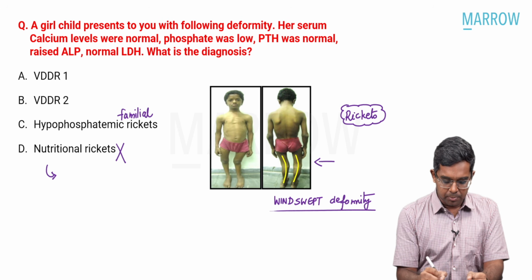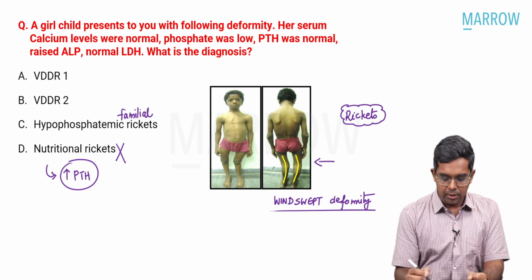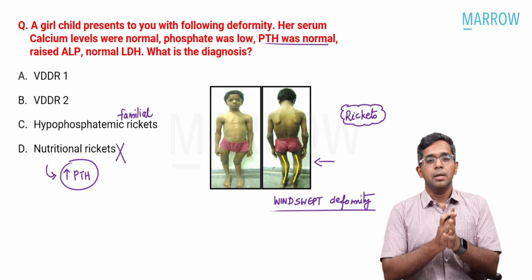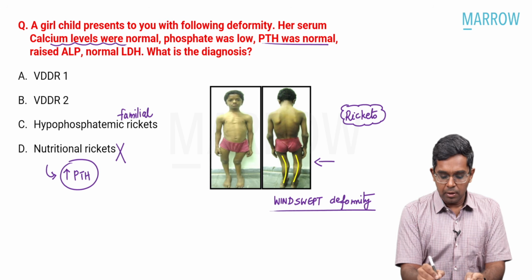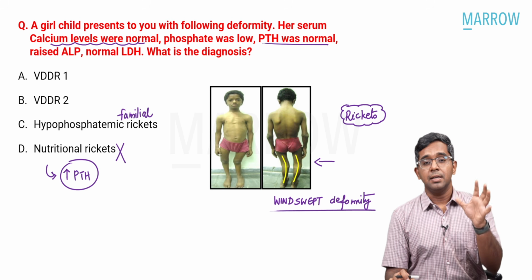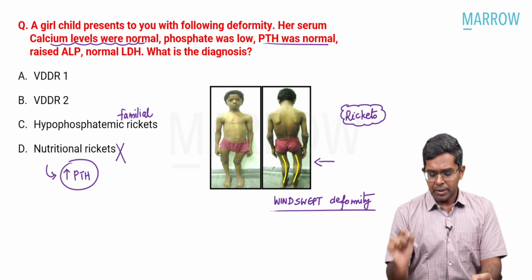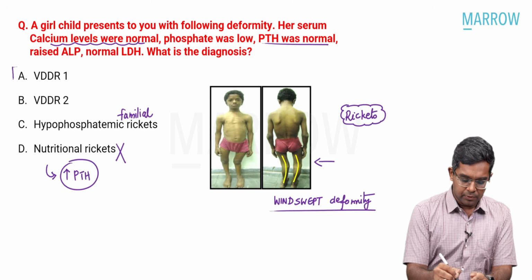In nutritional rickets, there will be increased levels of parathyroid hormone, not normal. It is very clearly given in the question that PTH was normal. In fact, remember, in a typical or nutritional rickets, you can get normal levels of calcium, but that is under the influence of increased parathyroid hormone. Please don't forget that. So PTH being normal will help you to rule out nutritional rickets. Now we are left with three options.